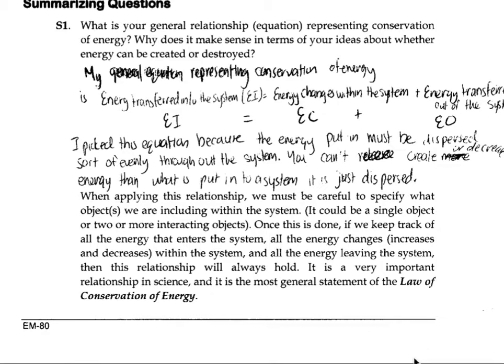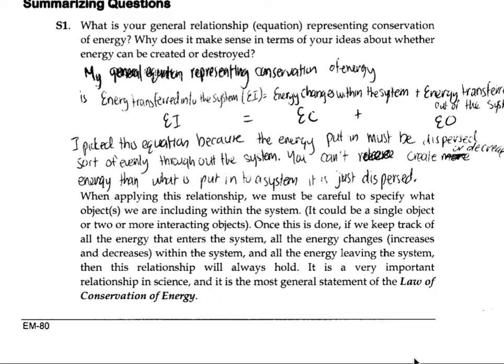To the summary questions for Unit EM Activity 7. For number 1, I put my general equation representing conservation of energy is energy transferred into the system, which is EI, equals energy changes within the system, EC, plus energy transferred out of the system, which is EO. So EI equals EC plus EO.